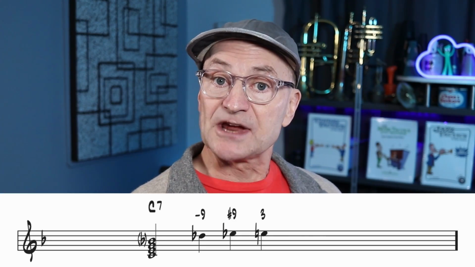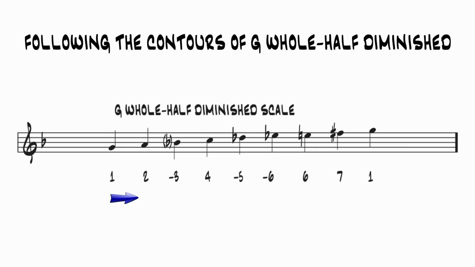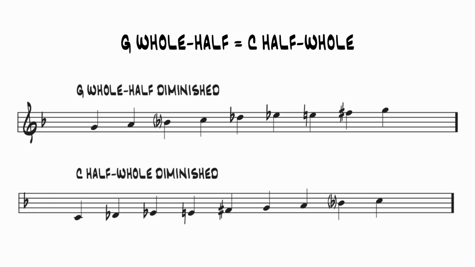Taking that approach one step further, I can extend the line from the sharp 9 to the major third. Now I want to point out that if I start a line on the 5th, play the Mixolydian scale up to the root, and then flat 9, sharp 9 up to the 3rd, I'm following the contours of a G whole half diminished scale, which is the same as a C half whole diminished scale. Given that G minor is the 2 chord to a C dominant 7th as a 5 chord, it all starts to come together.